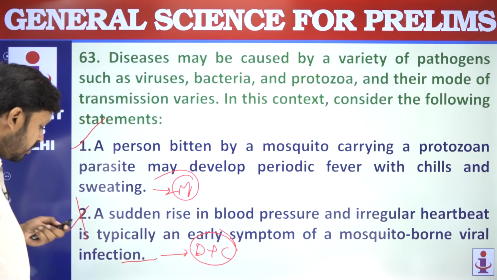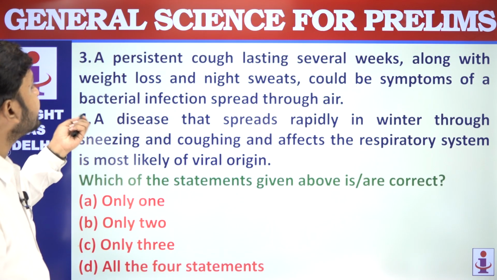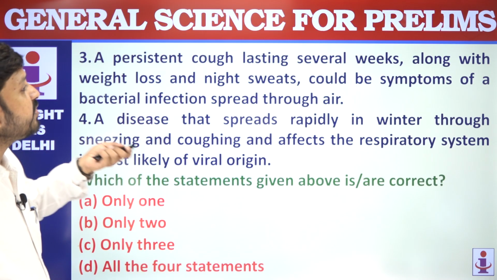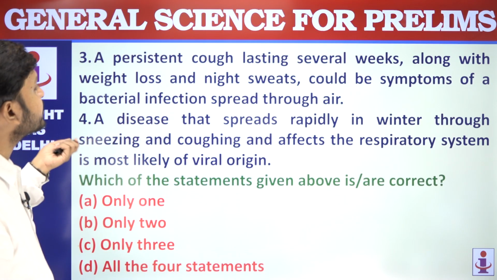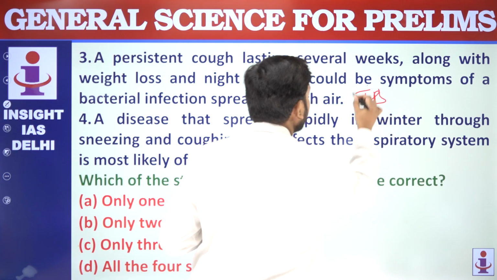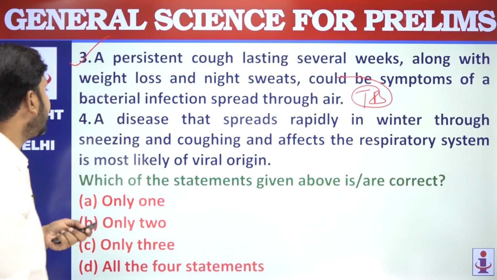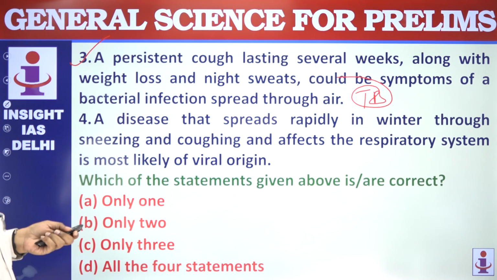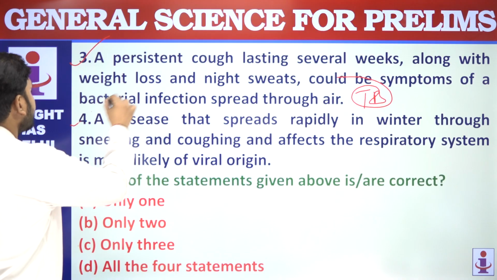Okay, so this is the wrong statement. A persistent cough lasting several weeks along with weight loss and night sweats could be the symptom of a bacterial infection that spreads through air. Yes, they're talking about TB. So this is the right statement. A disease that spreads rapidly in winter through sneezing and coughing and affects the respiratory system is most likely viral in origin. That is, they are talking about influenza.